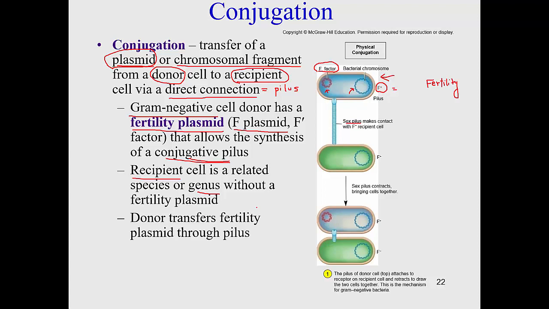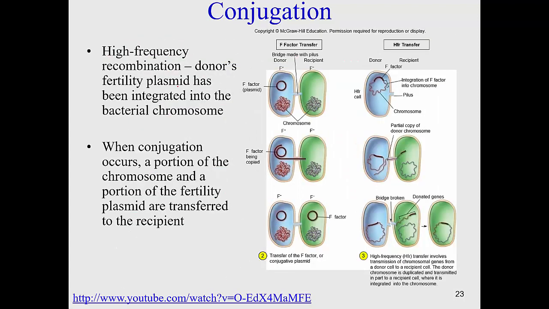So if a bacterium comes into your body and it's the donor, and there are many, many different bacteria in your body of many different genuses, they can be the recipient. Okay, so mostly a cell without a fertility plasmid will be the recipient. All right, let's see some examples of how this is done.